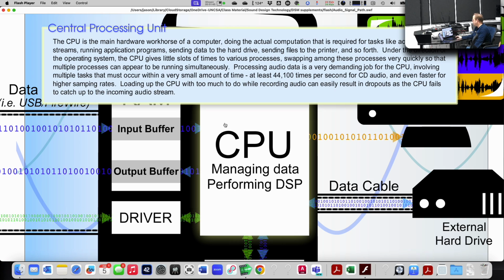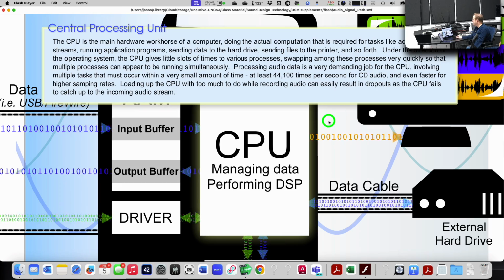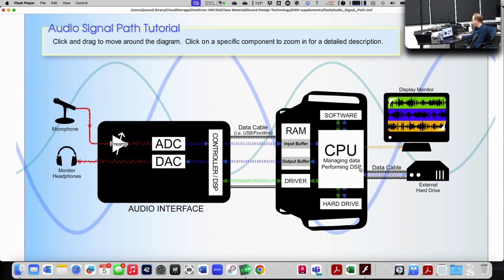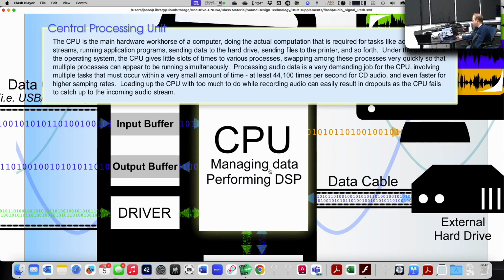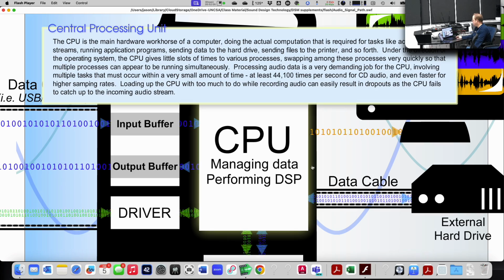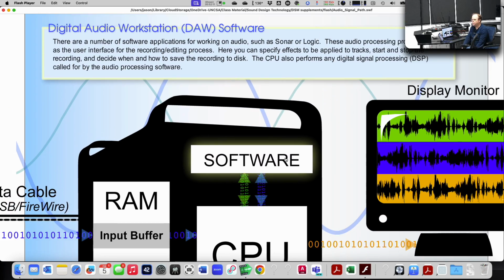Okay? In some cases, it'll put it back out to RAM. In some cases, it will put it to a storage area. And so it just kind of depends on what you're doing. So let's kind of trace it through the typical things. The way it knows what to do with it is based on what the software tells it. So you're going to be running a piece of software that we call a digital audio workstation, or DAW.